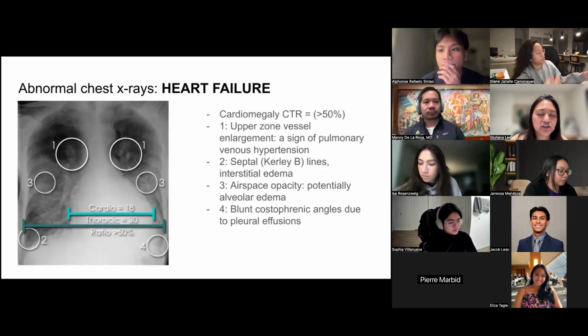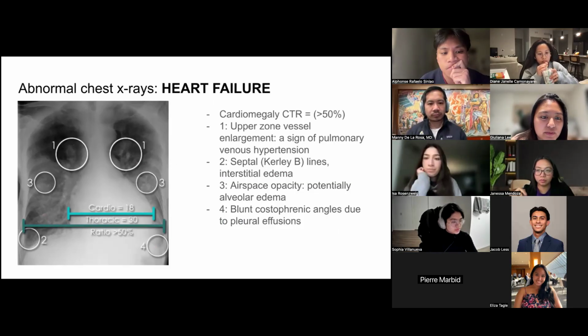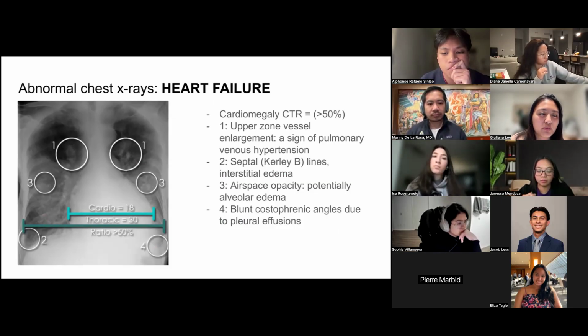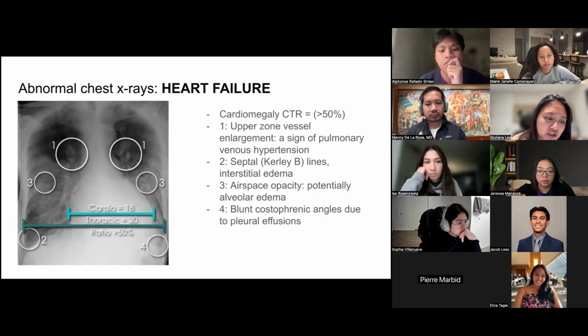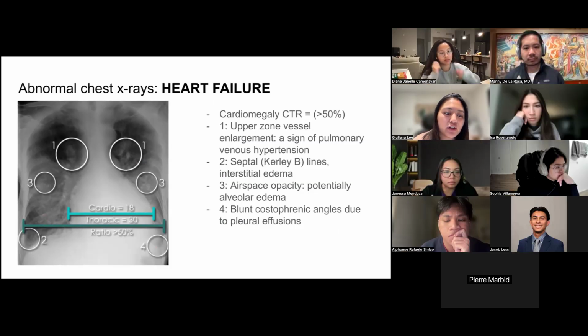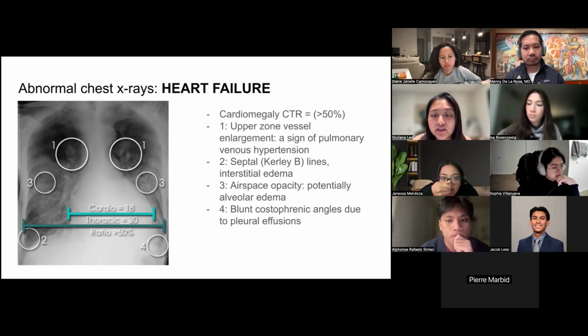So in the hilar regions indicated by the circles number 1, we can see that there is some upper zone vessel enlargement. So those areas look a little bit more opaque and a little bit wider than typical. And then where the circles are for 2 on the left-hand side or the right side of the chest X-ray, we see curly B lines, which I'll have a zoomed in picture of that earlier because the quality on this is not very good. But that is a very classic sign of interstitial edema.